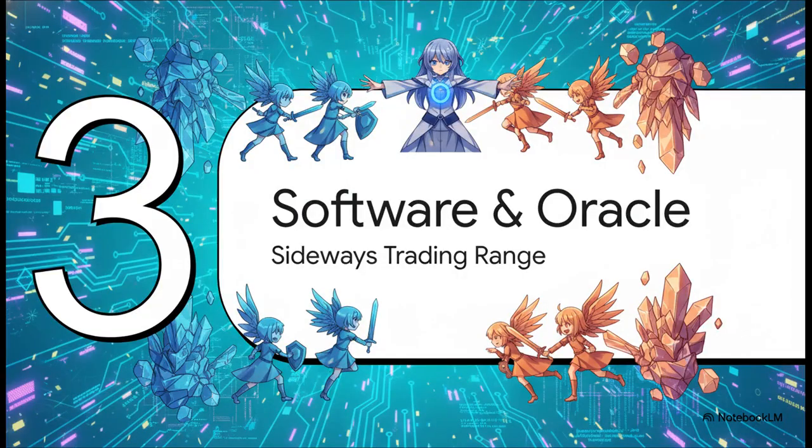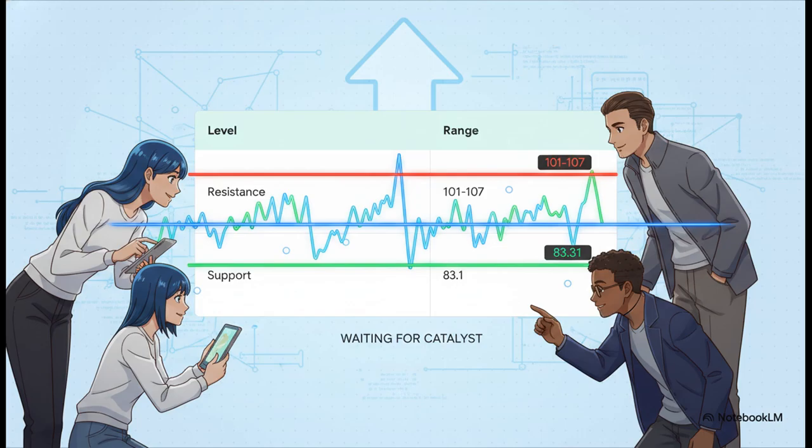Okay, part 3, the software sector and Oracle. The software sector has kind of been dragging its feet right alongside semiconductors. If we look at the IGV software index, upper resistance is firmly capped between 101 and 107, while lower support is sitting way down at 83.1. Right now, the index is just hovering in the middle of this wide sideways band, basically waiting around for a directional catalyst to make a move.